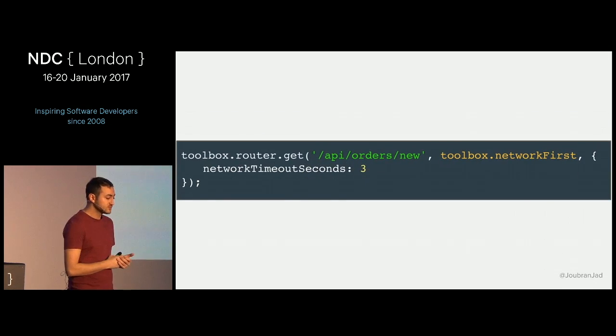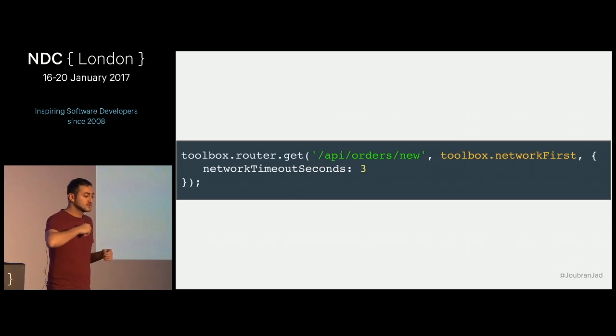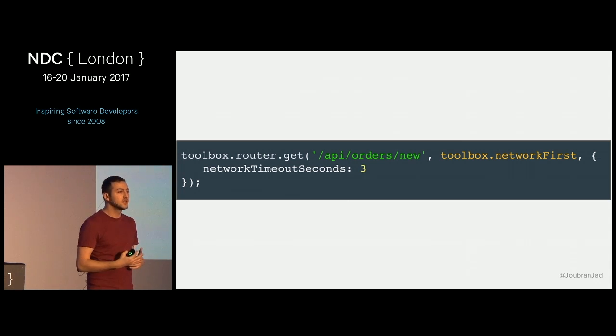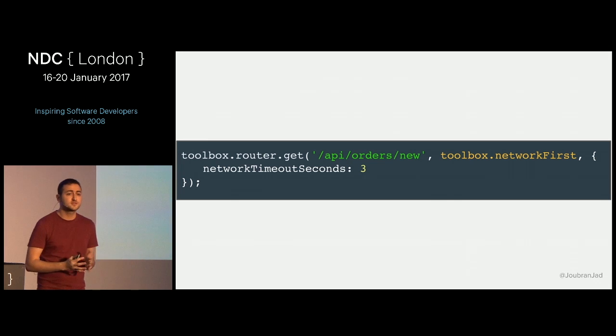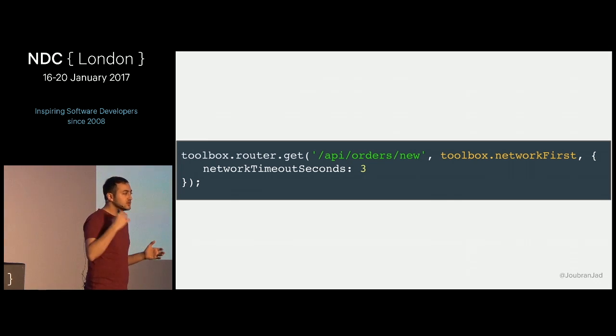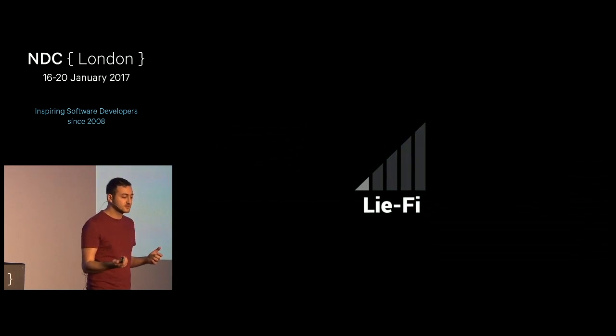And you can also specify network timeout seconds. This is my favorite, because you can say, I want to try and get the freshest content from the API, so orders new, if you want to get the list of orders. But in case it takes too long, in case it takes more than 3 seconds, then I'm just going to fall back again to the cache. So you think about it as if the network has failed. And this actually fights Li-Fi.